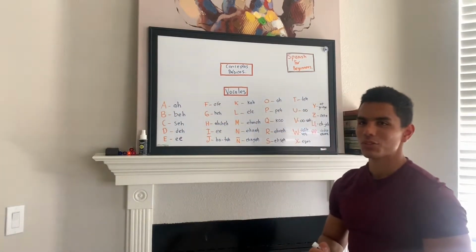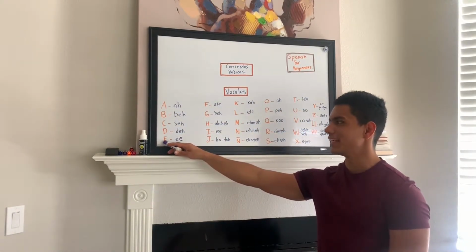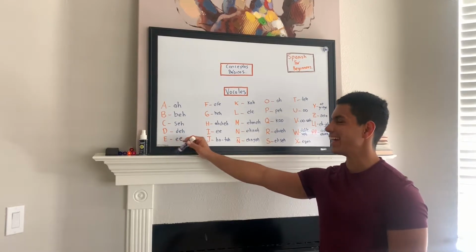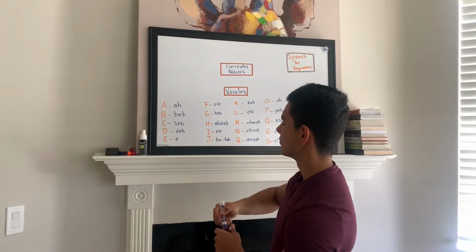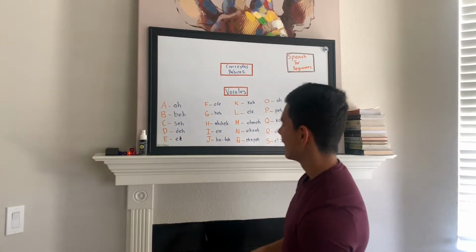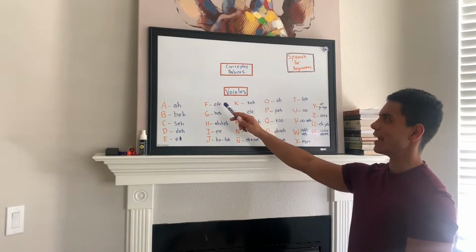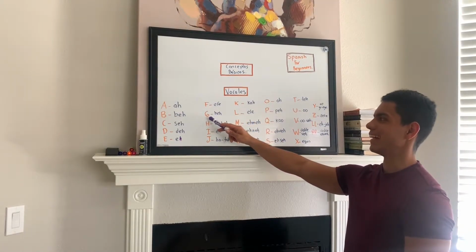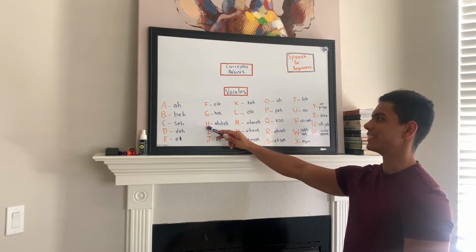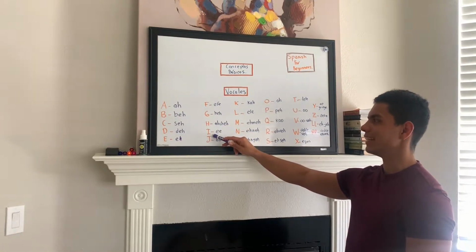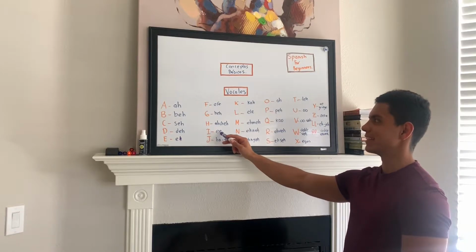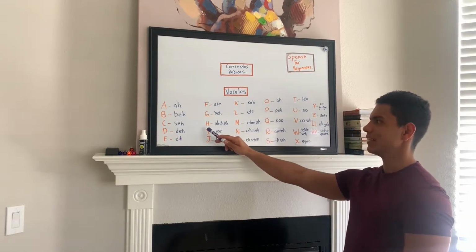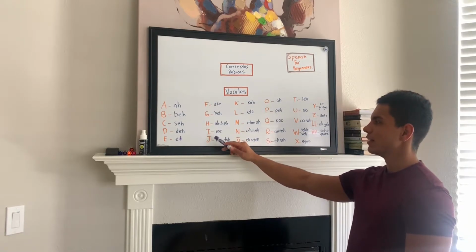E. So just remember, instead of like the E in English, in Spanish you gotta say it E. Then F, G, H, and I. So the I is E in Spanish, just to keep that in mind. I is E in Spanish.